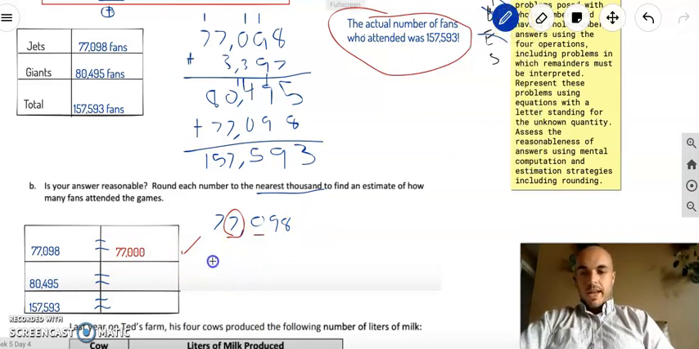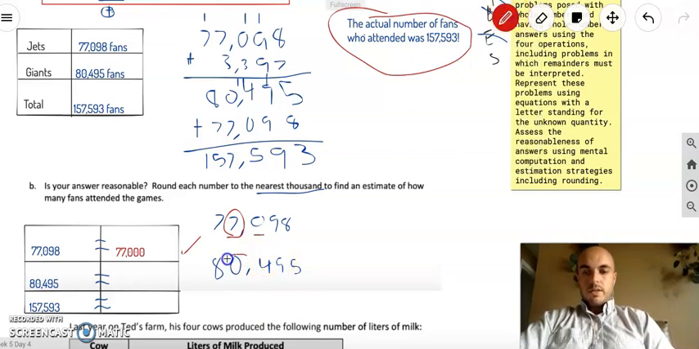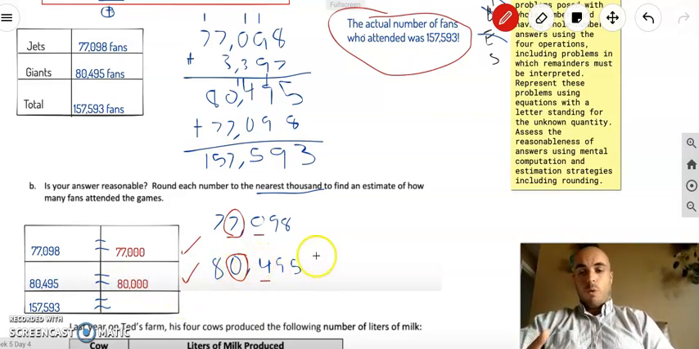So our next one, which is 80,495. We're rounding a thousands place. Look next door. So I have a 4 there. It's 4 less, so I'm going to let that rest. So this becomes 80,000. And yeah, I'm going to say this is reasonable again, because even though that's about 400 people off, in a stadium filled with tens of thousands of people, almost 100,000 at this point with 80,000 people, being off by 400 doesn't make it unreasonable.